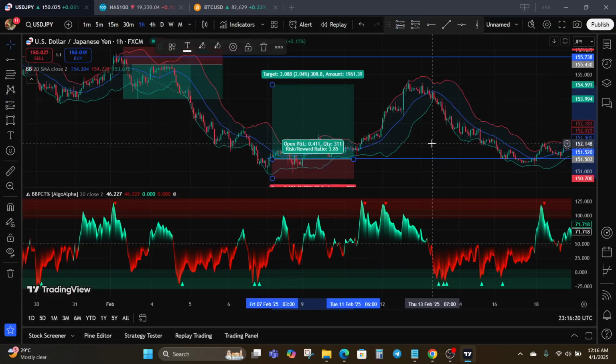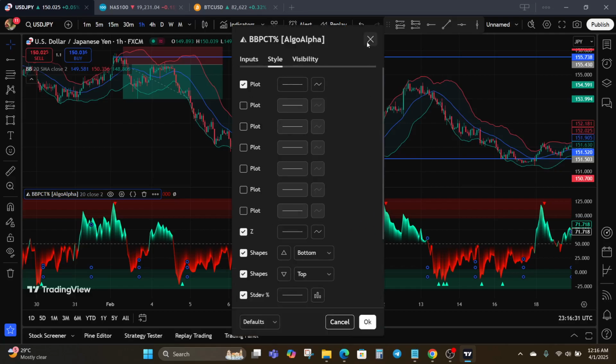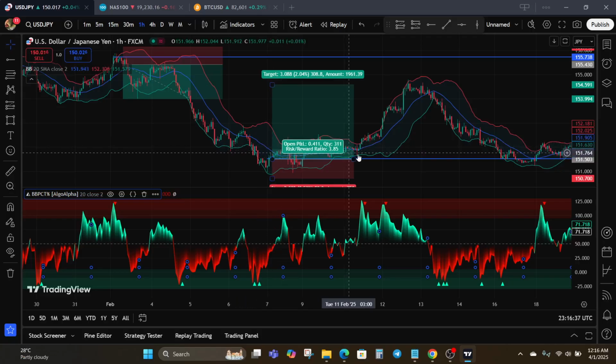You can actually adjust the settings of the indicator. You can see the length, and you can adjust the source and the multiplier according to your trading style, according to your taste. Now here's how to use this indicator effectively.